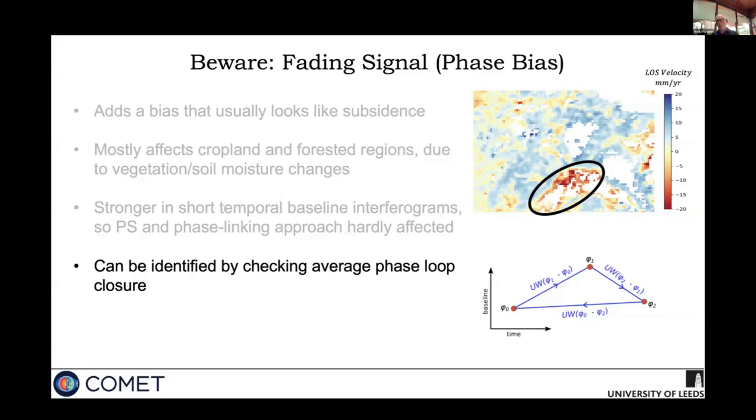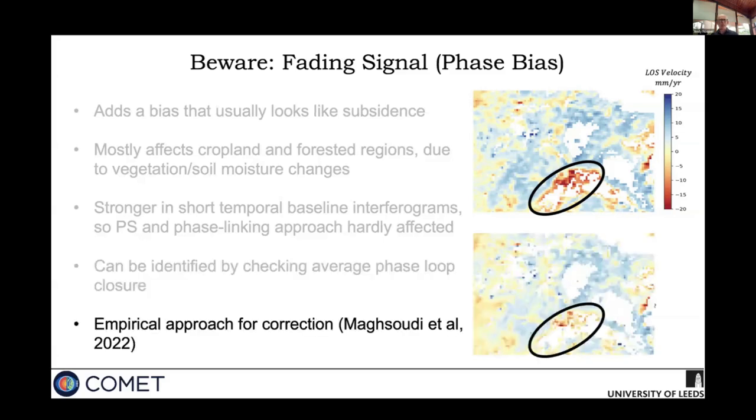And one thing you can do is just mask it out. So that's an option. LiCSBAS. Another thing you can do is try and correct it. So there is an empirical approach to this. Well, this is probably the only empirical correction approach. But other approaches tend to just avoid the problem by masking them out. Okay, so it's important to note when you're working with small baselines that you may well have phase bias in your image as well.